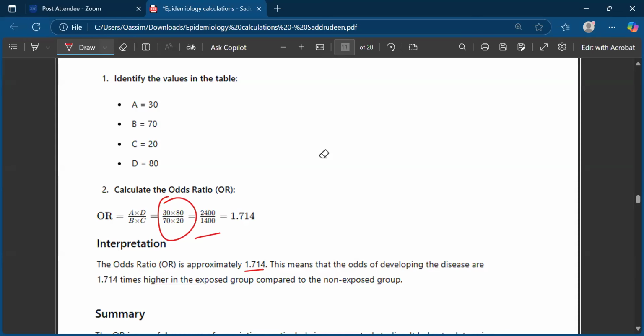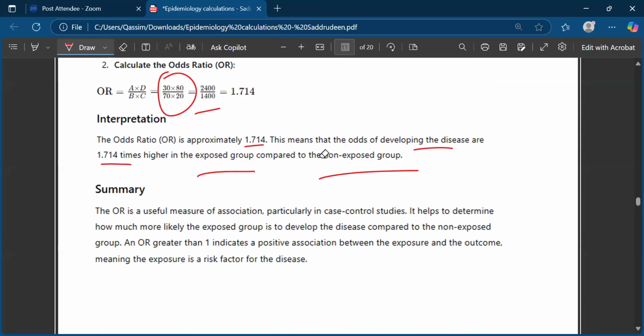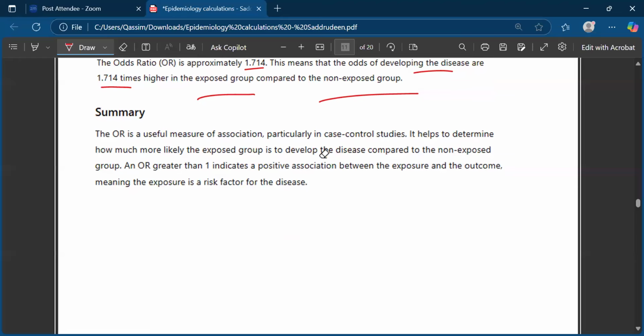And you just say the odds of developing the disease. By the way, when I told you to interpret, rephrase the question. The odds of developing the disease are 1.714 times higher in the exposed. Remember, the exposed group who got the disease were in the numerator. They are more likely, by 1.714, compared to the non-exposed group. And you're going to be asked in your MCQs that the odds ratio is a measure of association in which type of study? It's the case control study.